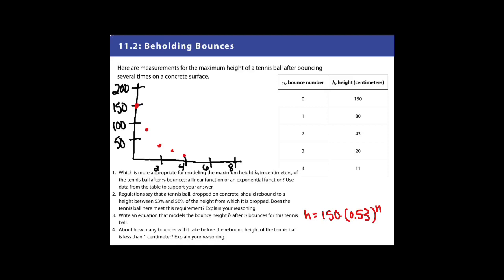And then number 4, about how many bounces will it take before the rebound height of the tennis ball is less than 1 centimeter? And explain your reasoning. So here we would find it to be about 8 bounces, because the height of the ball is decreasing by a factor of about half after each bounce. So after 3 more bounces, it will decrease by a factor of about 1/8, giving a little more than 1 centimeter, but after 4 more bounces, it will decrease by a factor of about 1/16.